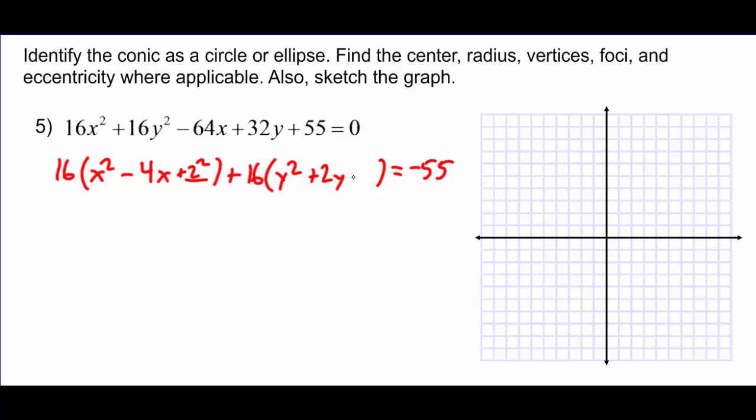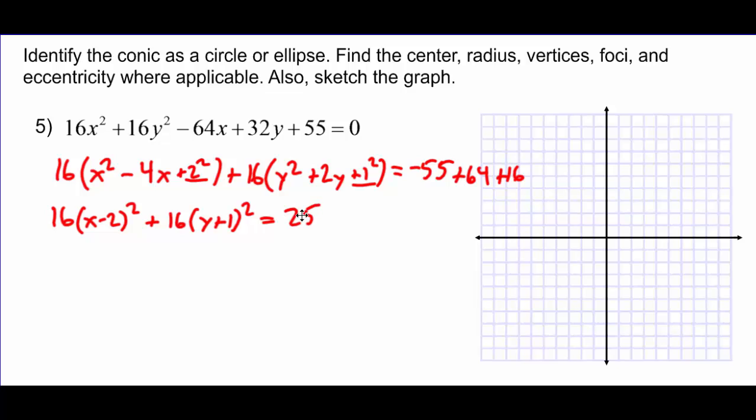Over here it's plus 2 squared. Over here it's plus 1 squared. This one is 4 times 16, so that's plus 64. This one is 1 times 16, so it's plus 16. So this is 16 times x minus 2 squared plus 16 times y plus 1 squared equals 9 plus 16, or simply 25. All right, now again, we need to do some division here. Now, it is a little tricky on which way you want to do the division on this, but I hope that right now you're looking at this and saying, hey, you know what, this is going to be a circle because it's going to be 16 over 25 and 16 over 25 circle.